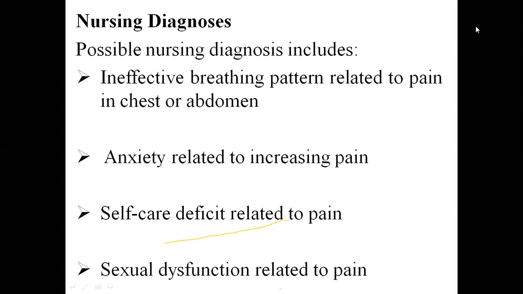Then nursing diagnosis. Possible nursing diagnoses include ineffective breathing pattern related to pain in the chest or abdomen, anxiety related to increasing pain, self-care deficit related to pain, and sexual dysfunction related to pain. You can base your nursing diagnosis on the stated diagnosis based on the patient's complaint. The objective and the subjective data you have gotten will help you to reach a diagnosis of what the patient's problem is and where you relate the pain to. Depending on the complaint of the patient, this will guide you to reach a diagnosis of what the patient is feeling the pain on. Next slide, please.